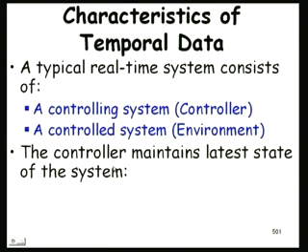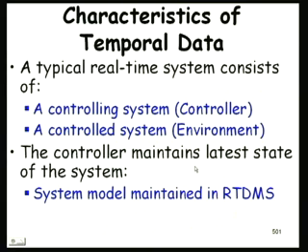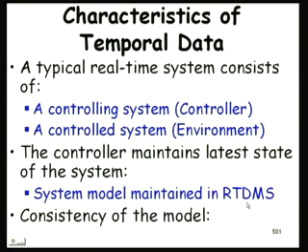And the controller maintains the image of the environment, or what is the latest state of the environment, in the form of the data collected. So, this we will call as the system model, that is maintained in a real-time database management system by the controller, and the controller analyzes this data and carries out some action through the actuators. Now, what is the consistency model for this data?